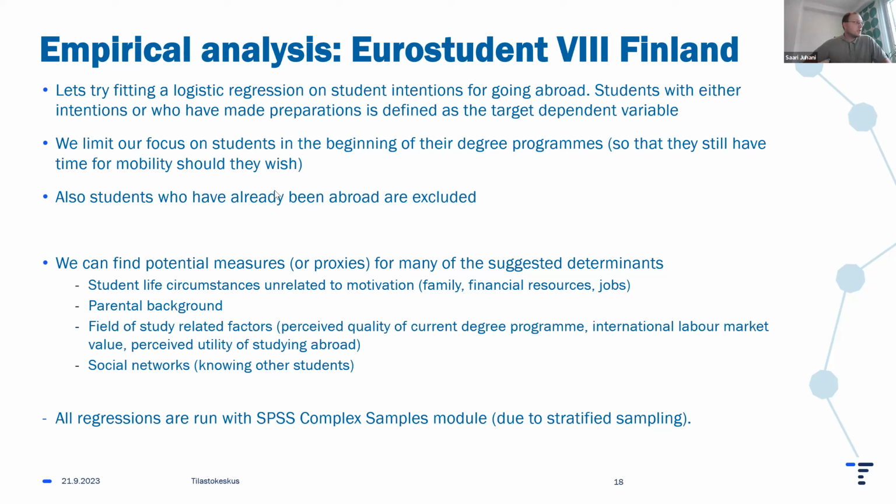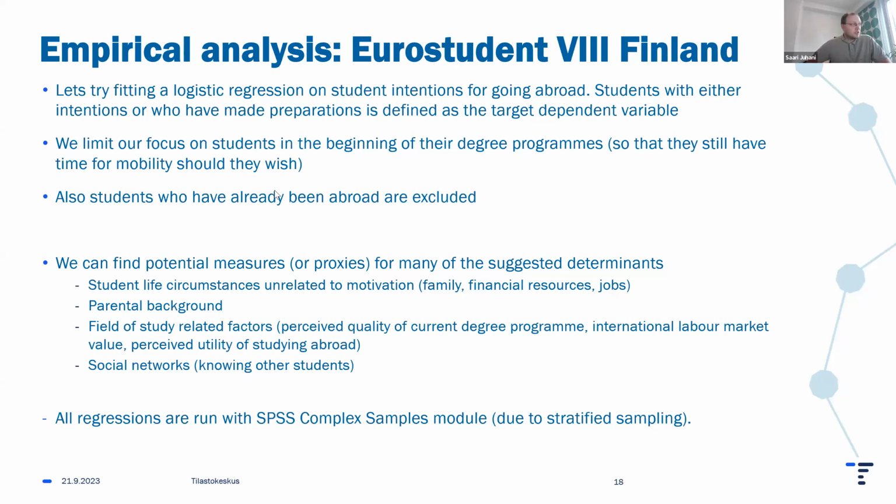Now, in the EUROSTUDENT questionnaire, we can find some useful measures, sometimes so-called proxy variables, for many of these suggested determinants discussed in the previous literature, in identifying the student life circumstances that are unrelated to possible motivation, such as family status, financial resources, working alongside studies, those kinds of factors. And then we have parental background: the subjective financial status of students, as well as the educational attainment of higher education students' parents.